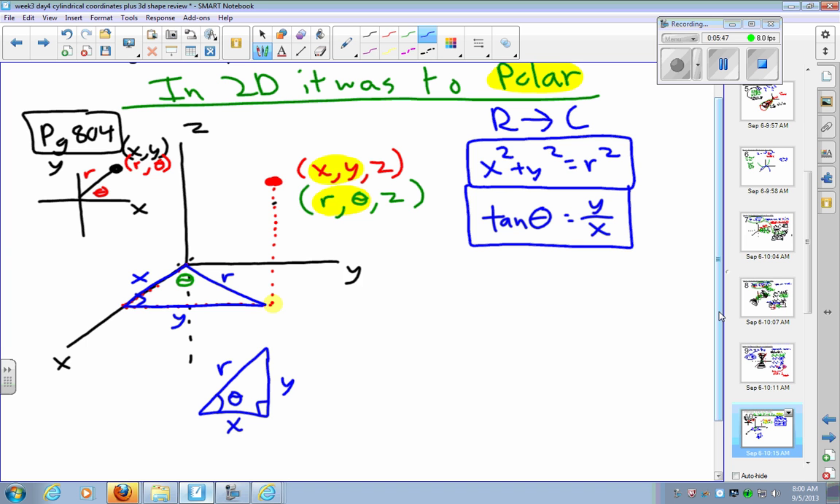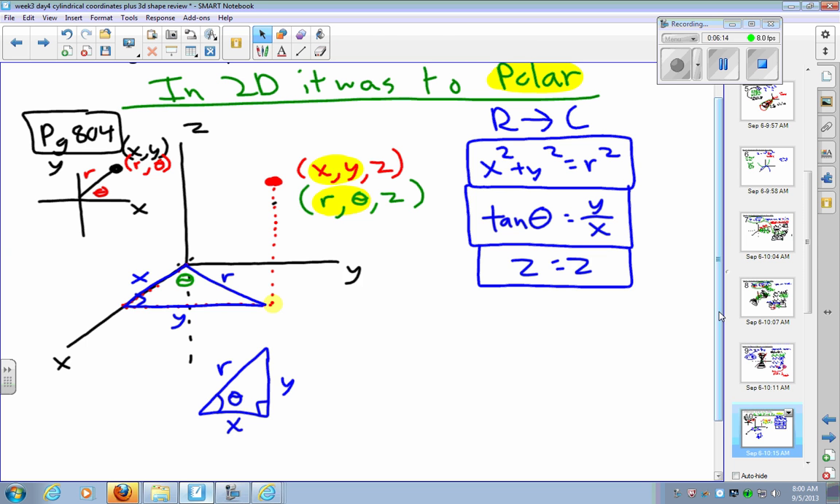Okay? So now I've changed the X's and Y's to go to the R, and the Y's and X's can also go to the theta. And the nice thing about this is the Z is the Z. So there's no transformation of the Z to the Z. Okay? So that's one way. That's how you go from rectangular to cylindrical.